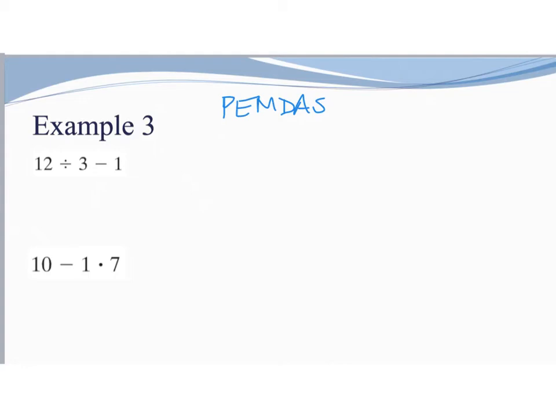For the top problem, again, I'm going to look up here at my order of operations, and I would suggest that maybe you write this down every time so that you have something to look at. I have to do division first. So 12 divided by 3 is 4. Then I can complete the subtraction operation. So 4 minus 1 is 3. Next, I do my multiplication first. So 1 times 7 is 7, and this problem gives me 10 minus 7, which is also 3.